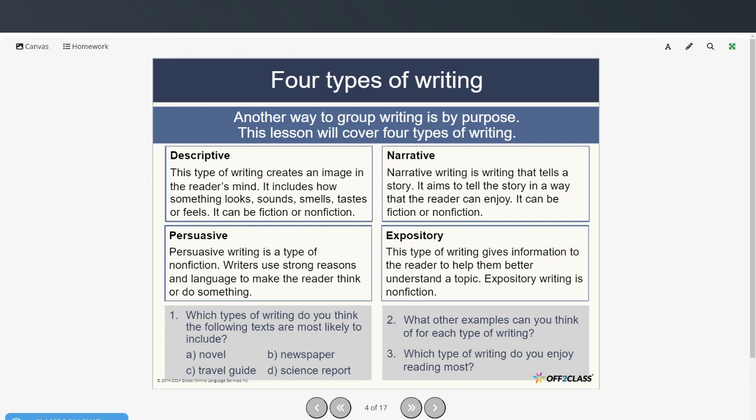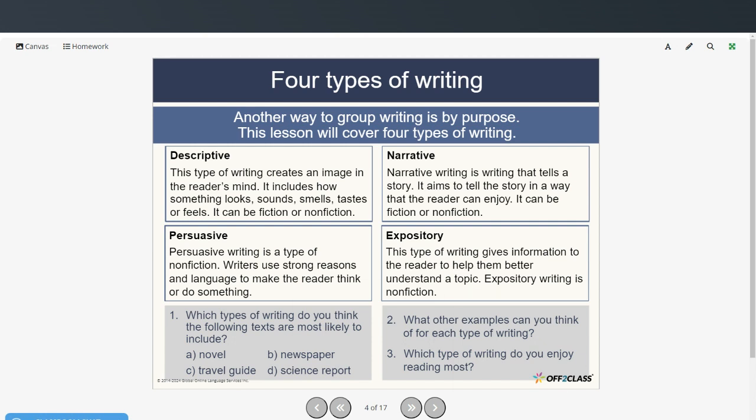Persuasive writing is a type of nonfiction. Writers use strong reasons and language to make the reader think or do something. And expository, this type of writing gives information to the reader to help them better understand a topic. Expository writing is nonfiction. So which types of writing do you think the following texts are most likely to include?